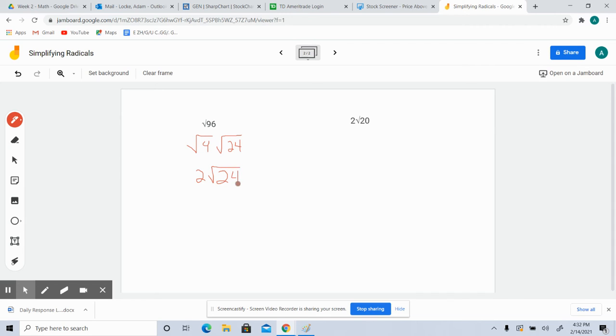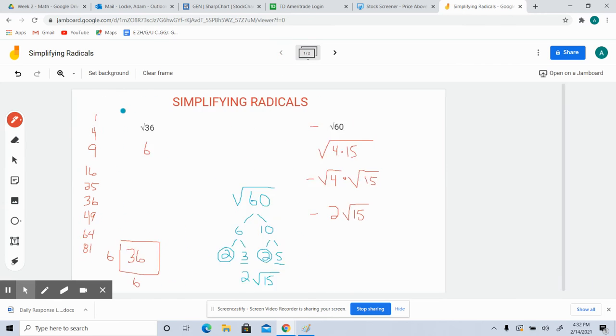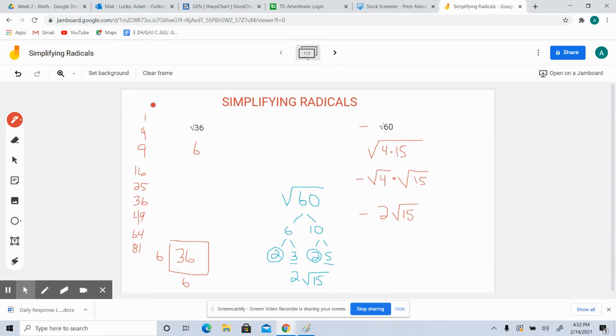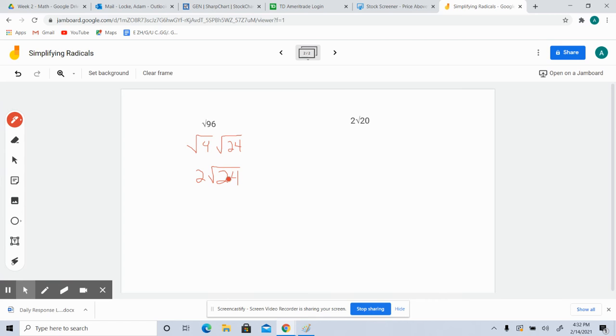If we go down our list of perfect squares, which you can see right here, I realize that I can also divide 24 by 4. And 4 times 6 is 24. So then I end up with 2 times the square root of 4, which is 2, times the square root of 6. So I end up with 4 square roots of 6.